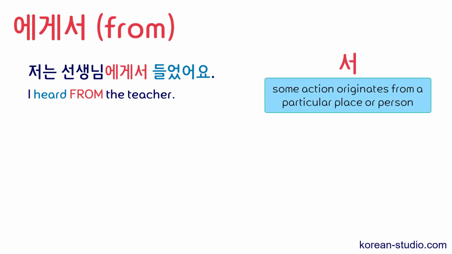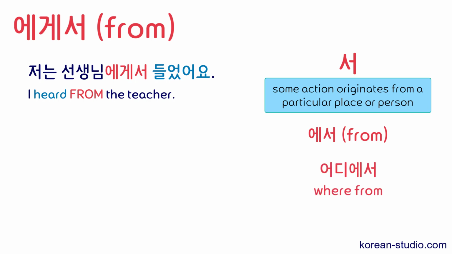And this syllable 서 generally indicates that some action originates from a particular place or from a person. In Korean, we use the particle 에서 to mean from. So to say where someone or something is from, we use this particle 에서. And quite often in everyday speech, we just use the shortened form 서 to mean from. So to say from where, rather than saying 어디에서, we often say 어디서. So although 에게 on its own can be used to mean from, we can also add 서 and say 에게서 to mean from. And using both 에게 and 에게서 to mean from is very common in Korean.